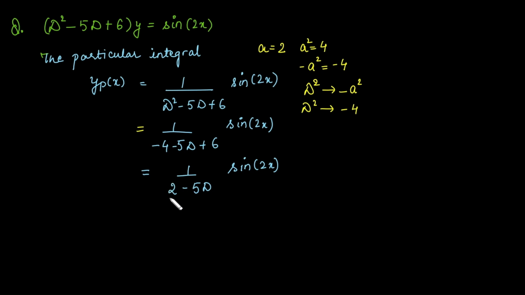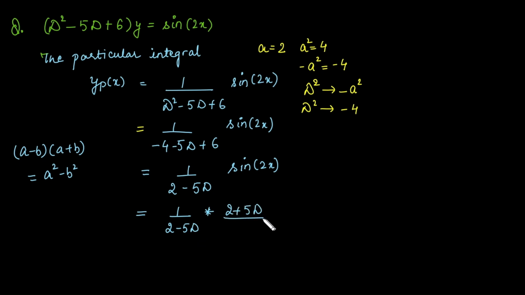Additional term, some constant is there. In that case, how to proceed further? So we will form a minus b into a plus b factor, so that we can write it as a square minus b square. So in this case, it is 2 minus 5D. We multiply this quantity with 2 plus 5D as well as divide with the same quantity. So we can write 2 minus 5D into 2 plus 5D divided by 2 plus 5D sine of 2x.